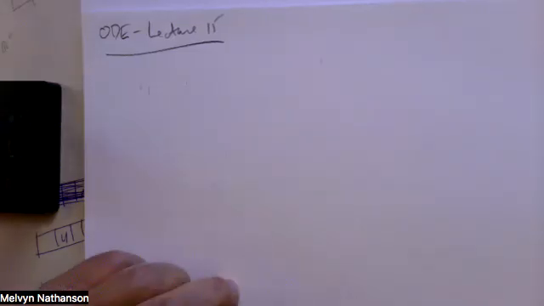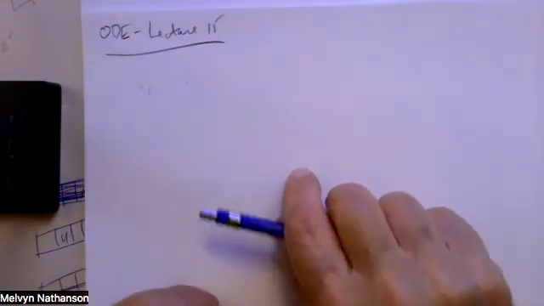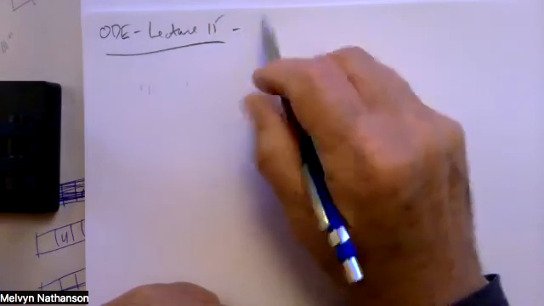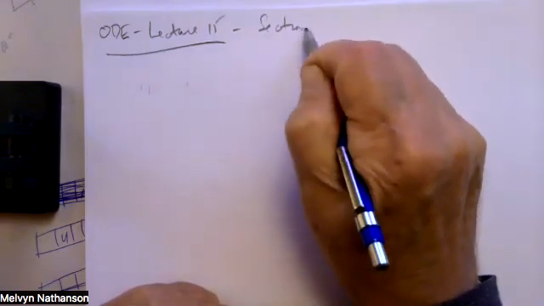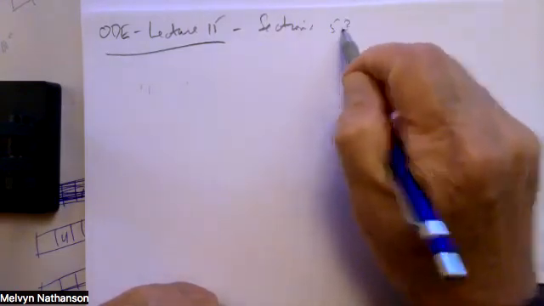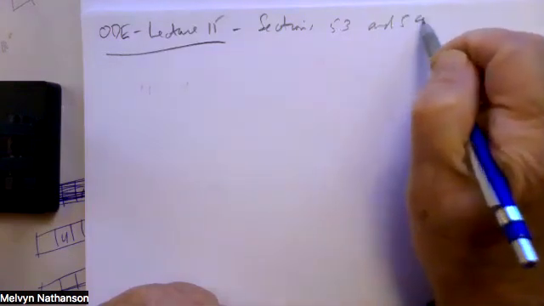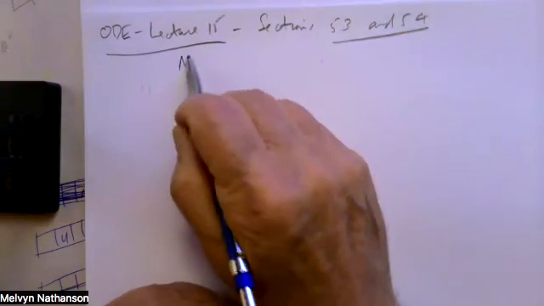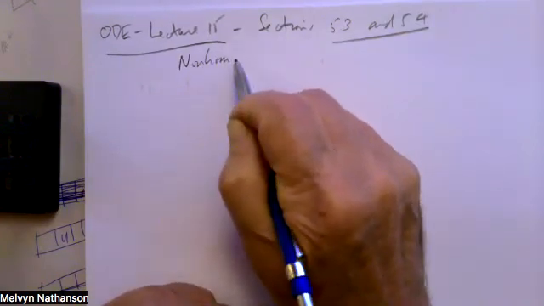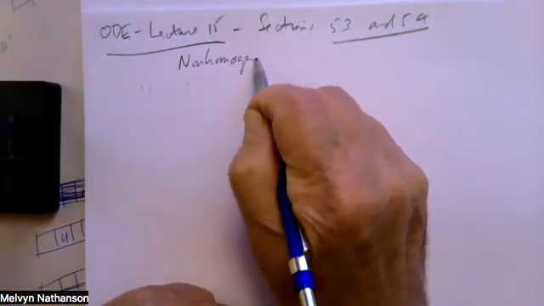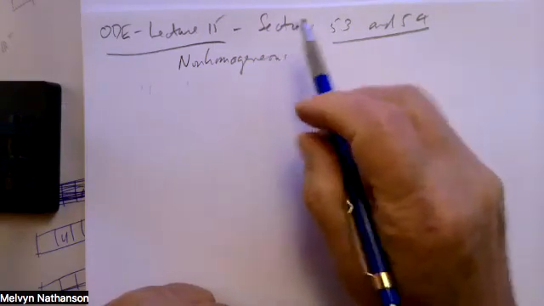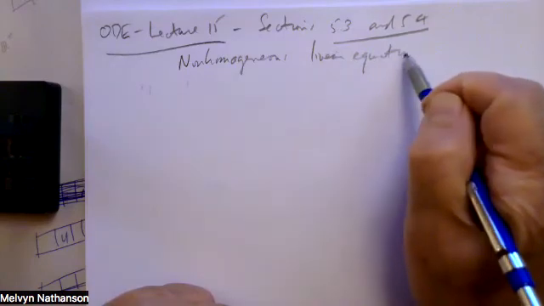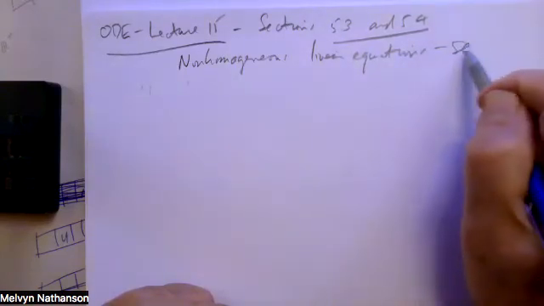So this is lecture 15 in ordinary differential equations. And what we're going to look at today are sections 5.3 and 5.4, which are both concerned with non-homogeneous linear equations. And we're looking at second order.